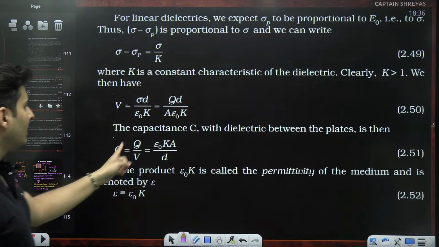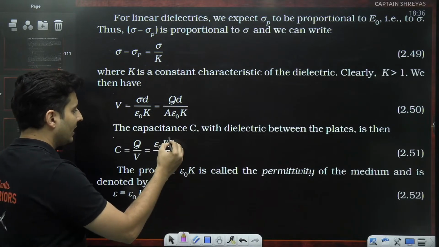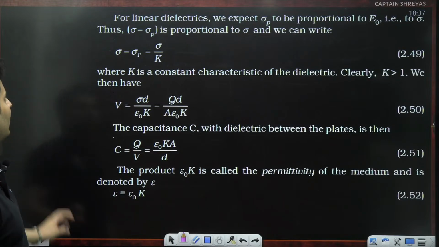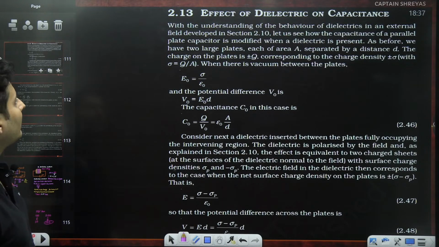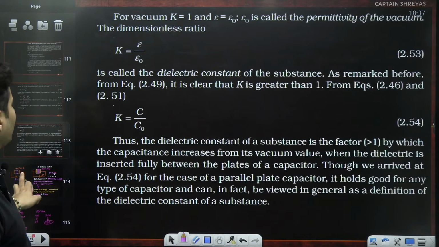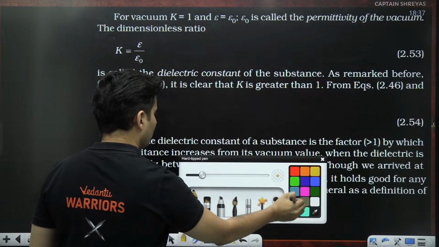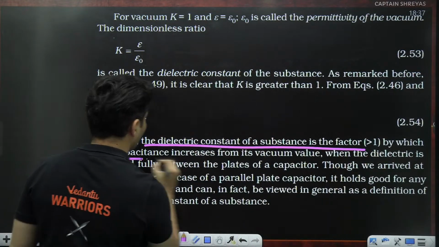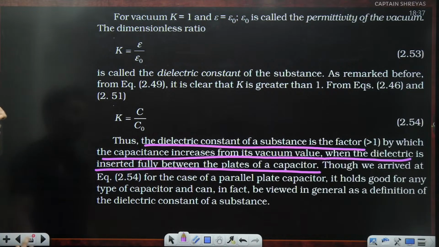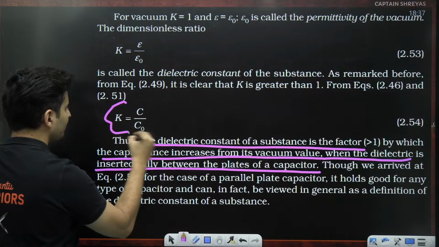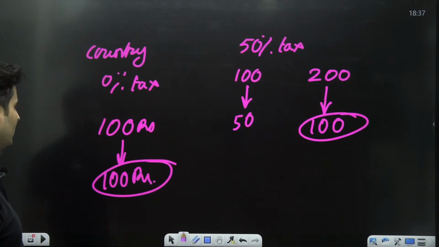Hence the new capacitance formula, which was epsilon naught A by D, you will put it as epsilon naught K A by D. So that K has come over here. That's all. As simple as that. So they have also mentioned it over here: the capacitance increases K times. Where have they given the effect of dielectric? Yeah, this one. Thus, the dielectric, very important. Thus, the dielectric constant of a substance is a factor by which the capacitance increases from its vacuum value when the dielectric is inserted fully between the plates of the capacitor. That's what they have clearly mentioned right over here. The new capacitance is old capacitance into K.